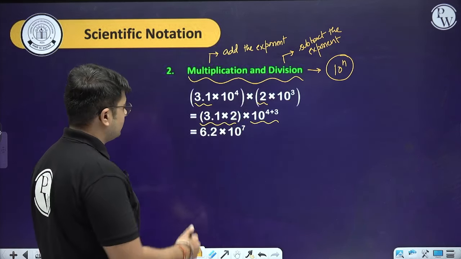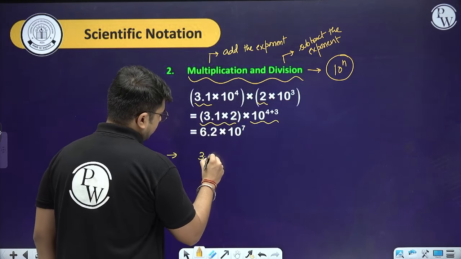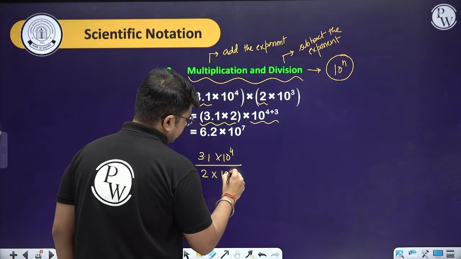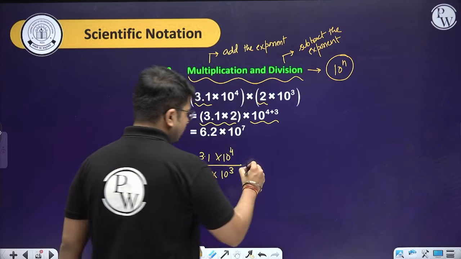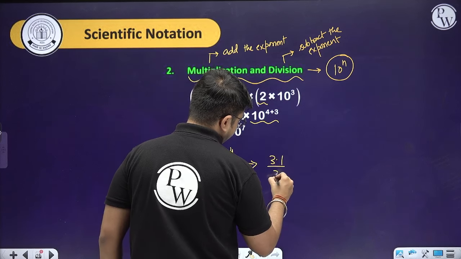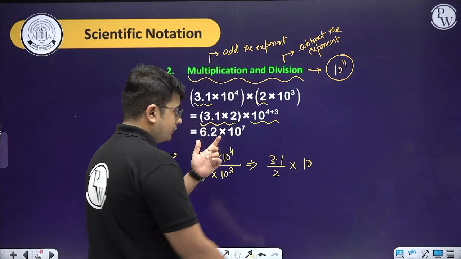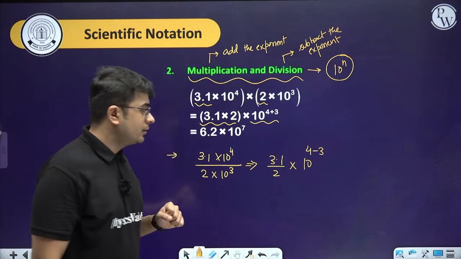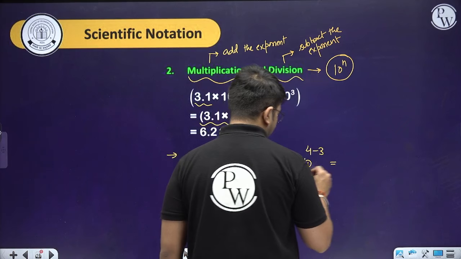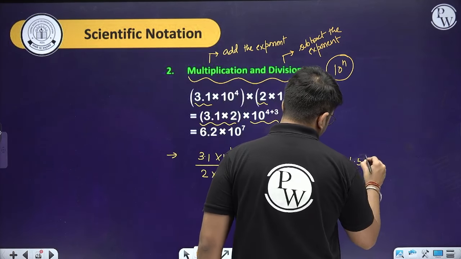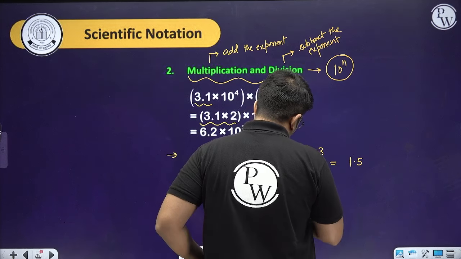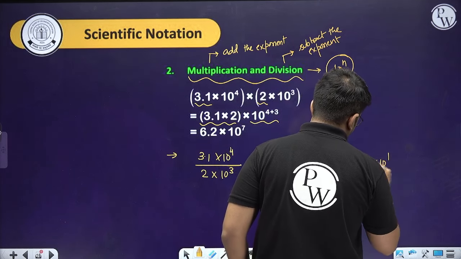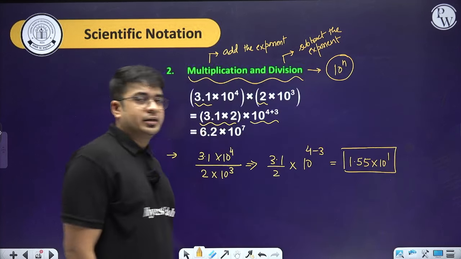I can do the same question for the division part. We have 3.1 multiplied by 10 raised to the power 4 divided by 2 multiplied by 10 raised to the power 3. I can solve it as 3.1 divided by 2 multiplied by 10 raised to the power 4 minus 3. So in division, the exponents are subtracted. We are left with 1.55 multiplied by 10 raised to the power 1. That will be the final answer.